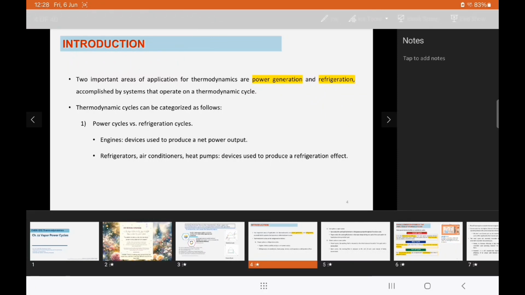Thermodynamic cycles can be categorized into a few categories. One of them is power cycles versus refrigeration cycles. In this category, we are saying that an engine is a device that is used to produce a net power output. As for refrigerators, air conditioners, and heat pumps, these are devices that are used to produce a refrigeration effect.